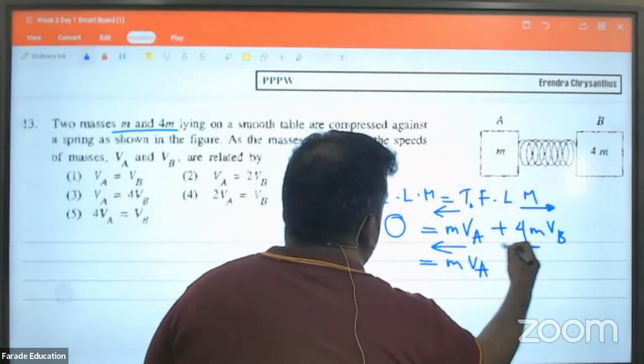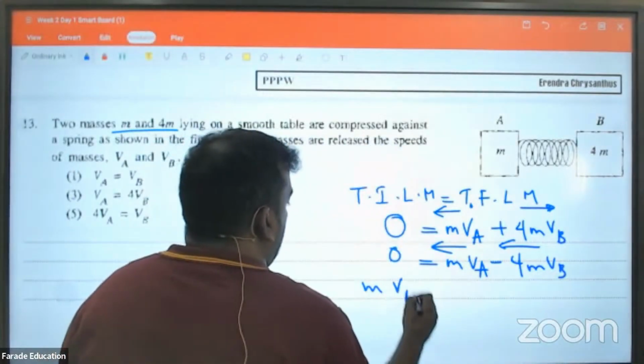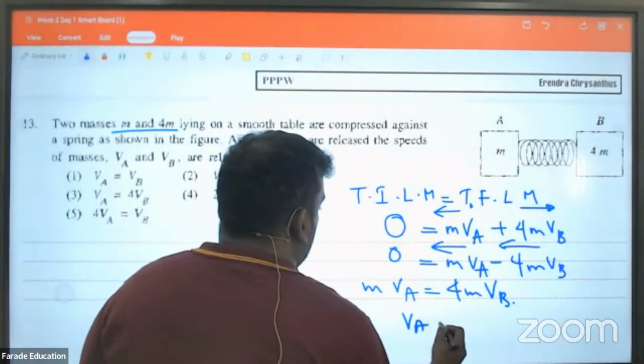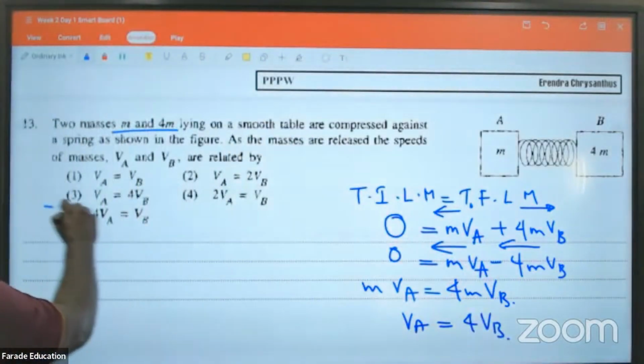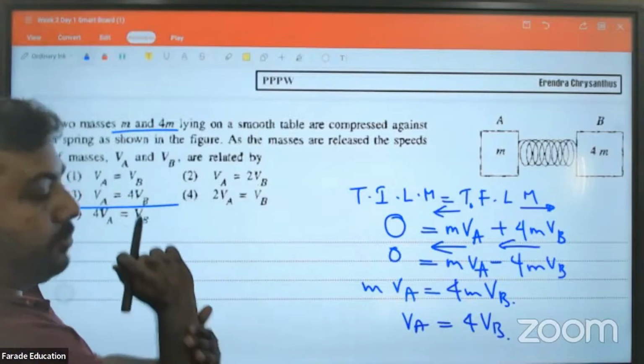MVA minus 4MVB equals 0, so MVA equals 4MVB. VA is equal to 4VB. Answer number 3. This is connected to the law of conservation of linear momentum.